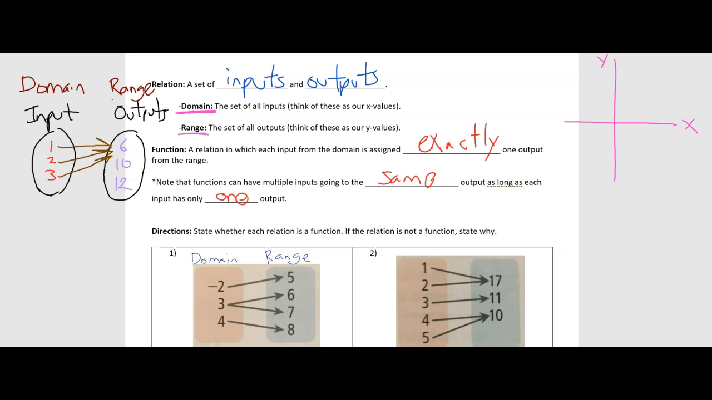Domain and range. So realistically, if all 3 of our inputs went to 6, we actually just wouldn't include those outputs in there at all because they're not being used.